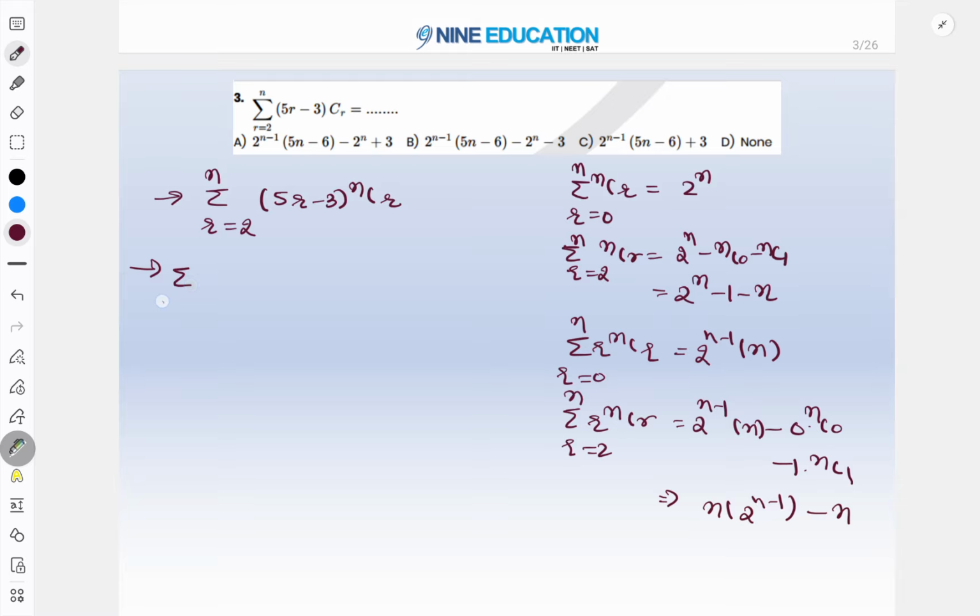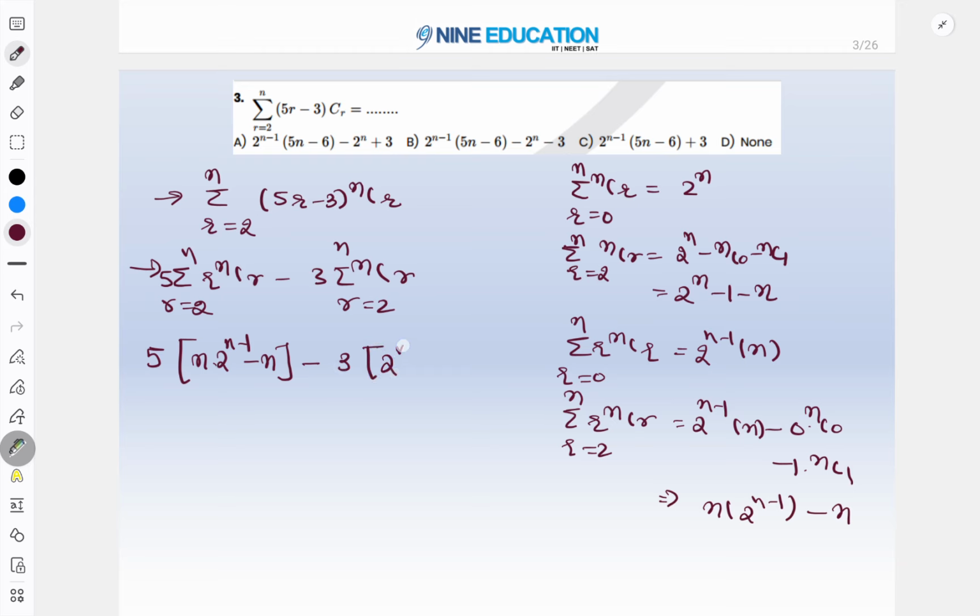Now let's see what is given. R equals 2 to N. If we expand, we are getting 5 times summation of R into NCR, R from 2 to N, minus 3 into summation of NCR, R from 2 to N. This R into NCR sum will be N into 2 power N minus 1 minus N, and this will be minus 3 into (2 power N minus 1 minus N). Rearranging the terms, 5N into 2 power N minus 1 minus 5N minus 3 into 2 power N plus 3 plus 3N, basically this will be also plus.